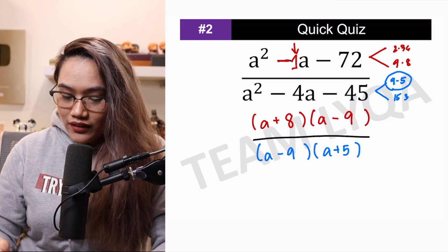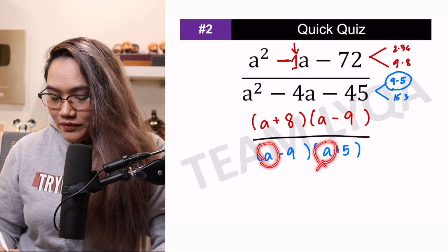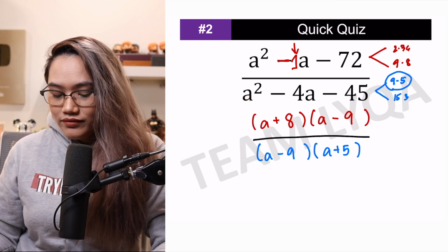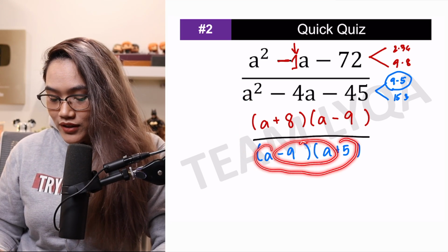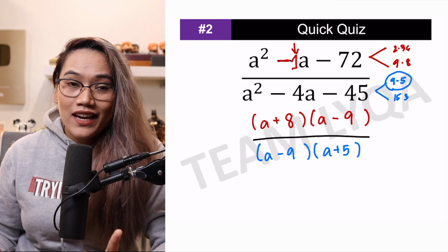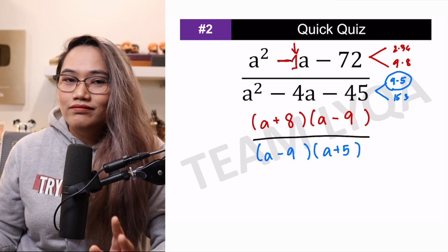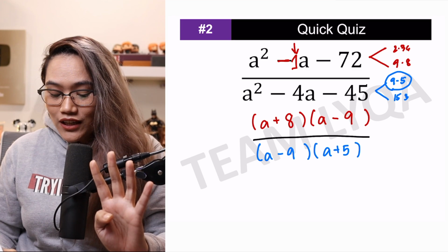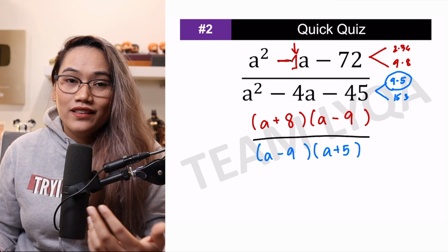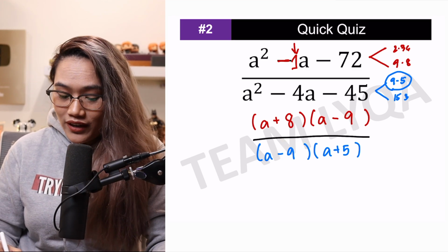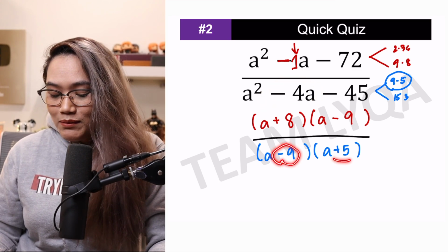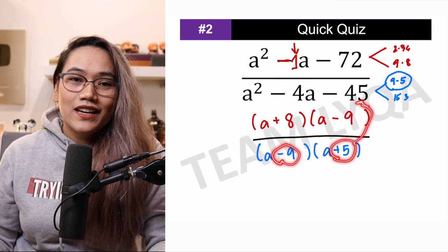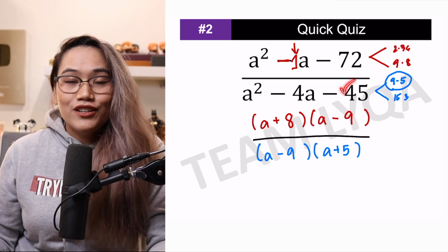Check natin ngayon. A times A is A squared. Okay na tayo doon. Negative 9A plus positive 5A. Magkaiba sila ng sign. So ibabawas natin yung 5 sa 9. Lalabas ay 4. At kukopyahin natin yung sign ng mas malaki, which is negative. The answer would be negative 4A. Tama rin tayo doon. And then you have negative 9 times positive 5, which is going to give us negative 45. Tama rin tayo dyan.